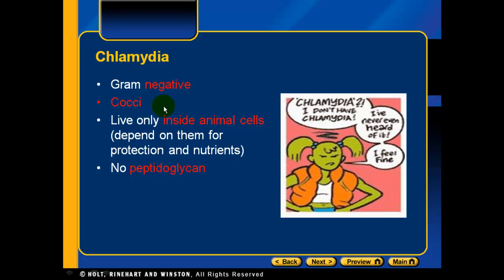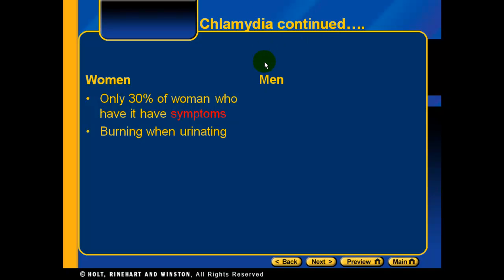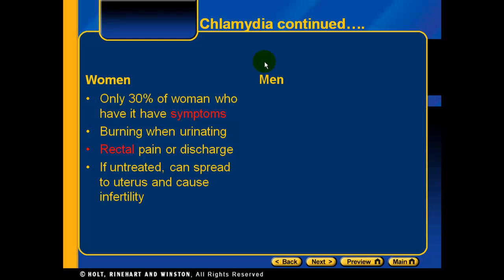One exception from all of these groups is that this group of bacteria does not have peptidoglycan in their cell walls. And there's one specific species of this group that causes chlamydia, which is a sexually transmitted infection. Chlamydia can occur in girls and in boys. For girls, only 30% of the women who get it have symptoms. So 70% of women have it and don't even know it, which is serious. When you have it, you burn when you urinate, you have rectal pain or discharge. If you leave it untreated, it can spread to your uterus and then cause you to be infertile and you won't be able to have any kids.